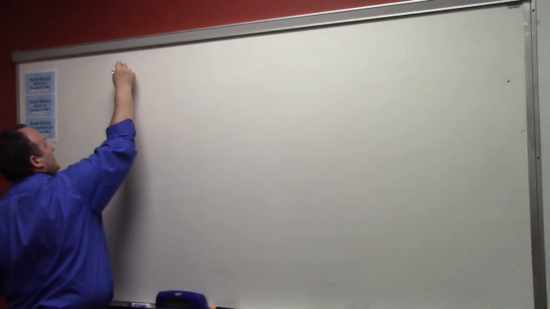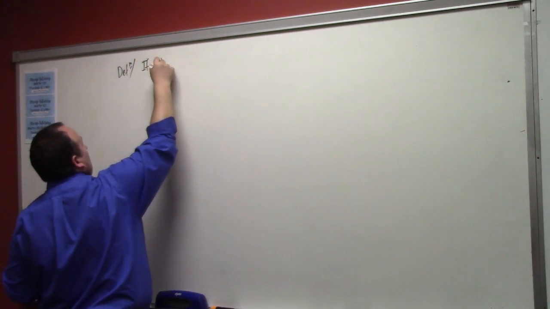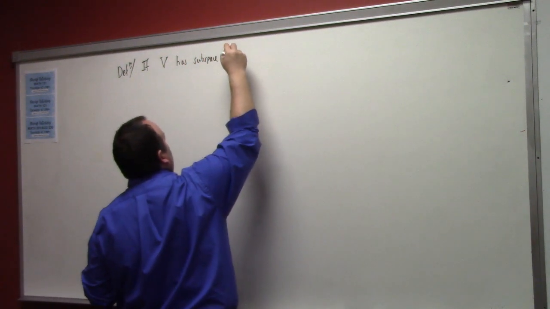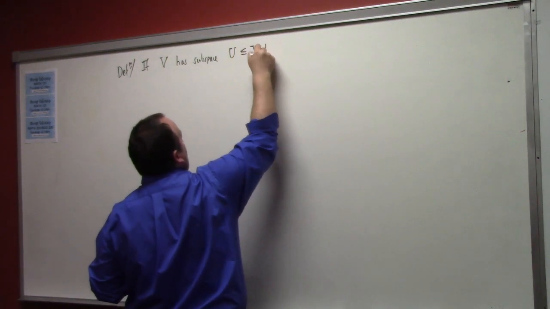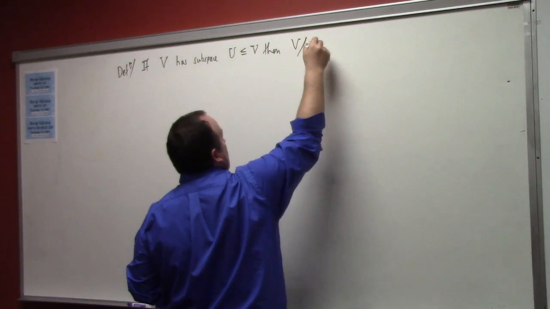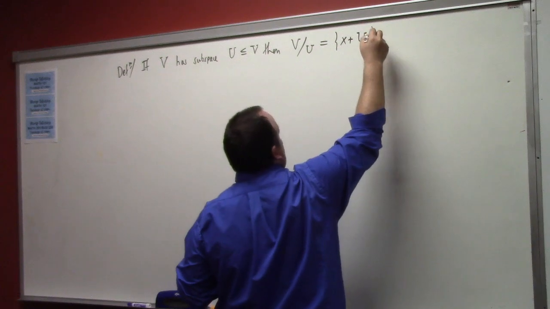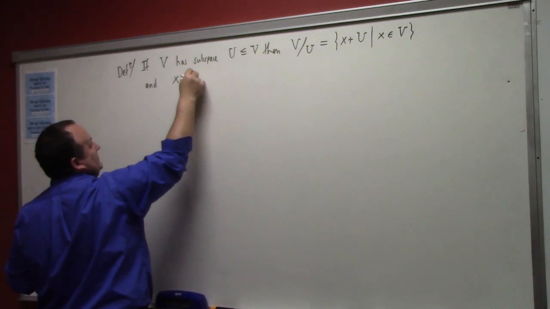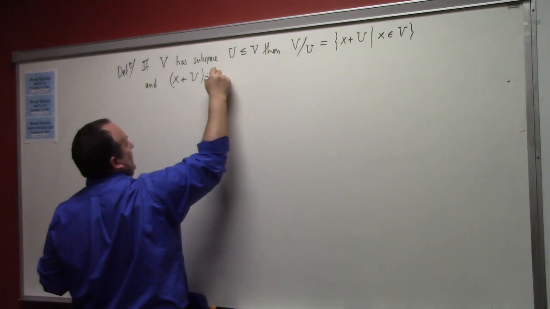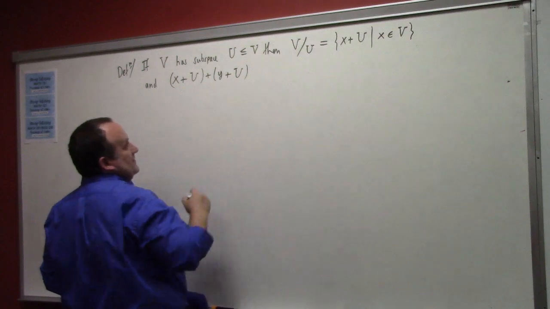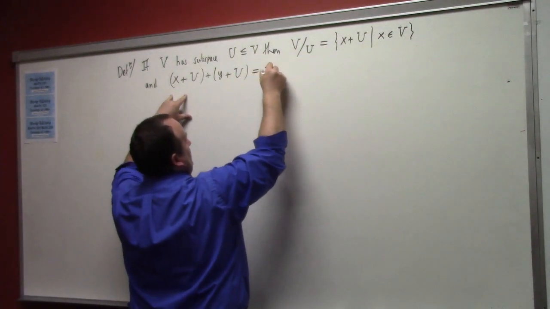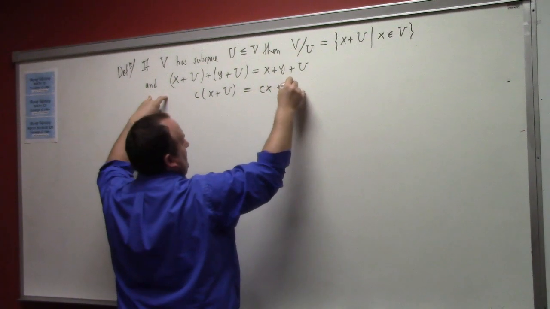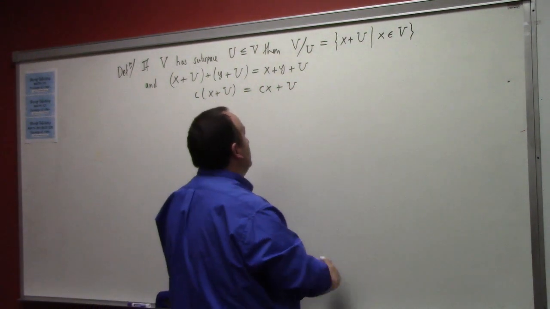But I guess before we can get there, we should define quotient space. So if V is a vector space, and V has a subspace, let's say U, then V/U is equal to the set of x + U such that x is an element of V. And how do you add cosets? How do you add vectors in this wild new world of quotient vectors? Well, (x + U) + (y + U) = (x + y) + U. And how do you scalar multiply? c(x + U) = cx + U, right?